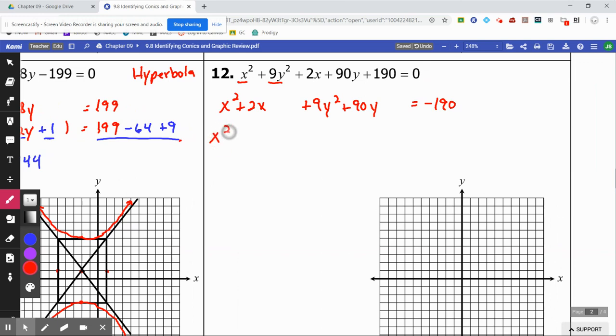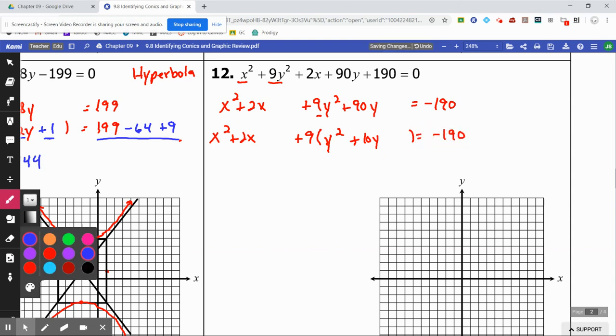The x stuff, no problem. Go ahead and leave your space, but let's factor out that 9. Anytime there's a number in front of y squared, it does have to be factored out, or x squared. So you have plus 10y is equal to negative 190. Now let's complete our squares. Half it, multiply it by itself, gives you a 1. Since there's no parentheses around that, that's exactly what we add to the other side.